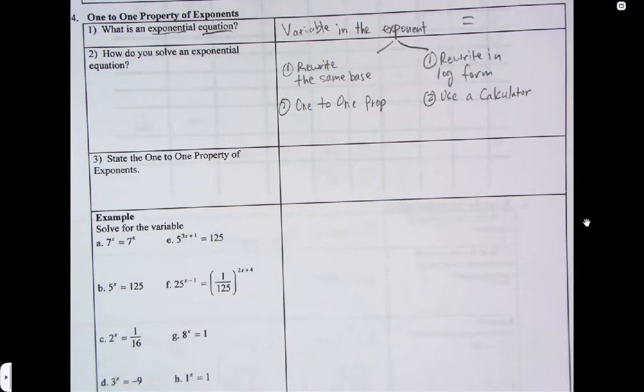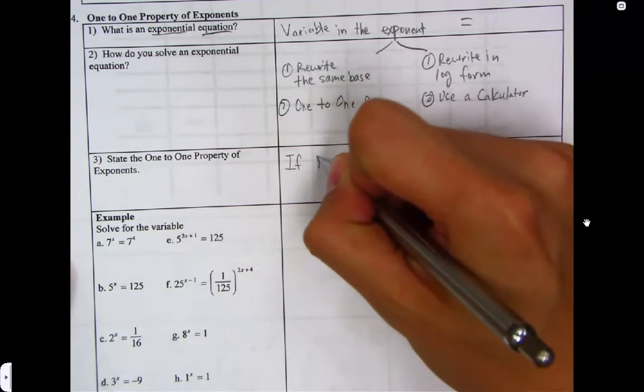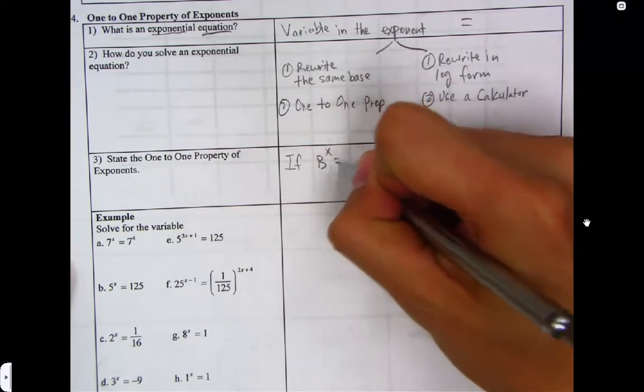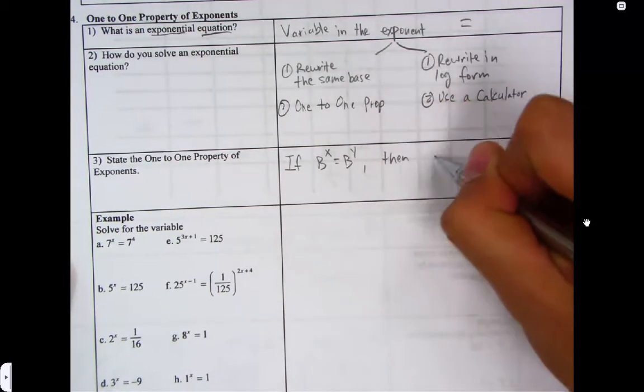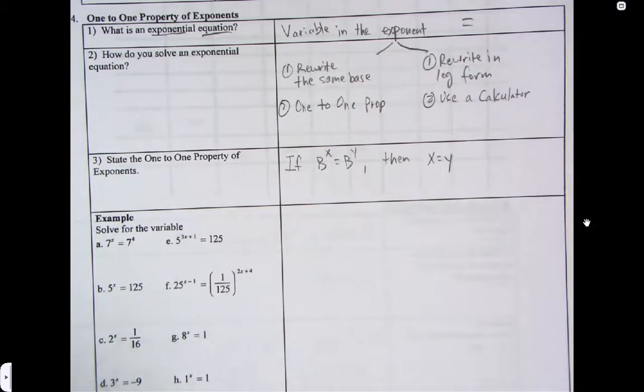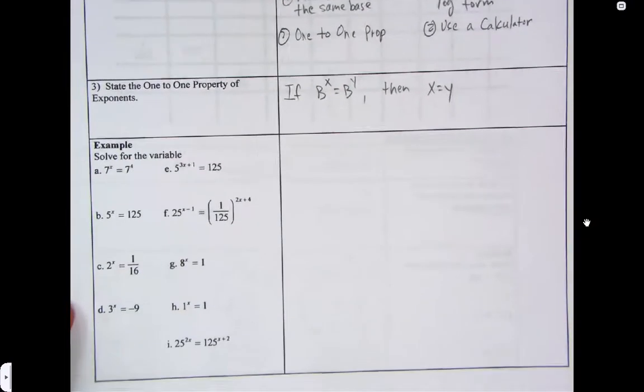So today we're only going to take a look at the left side. We're going to learn the right side some other day. So state the one-to-one property of exponents. If you have a base of b to the x equal to a base of b to the y, then x equals y. So let's take a look at a couple examples.